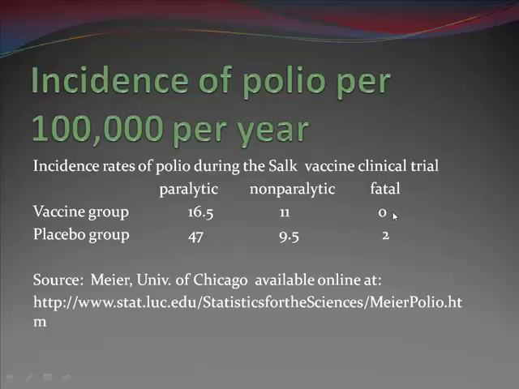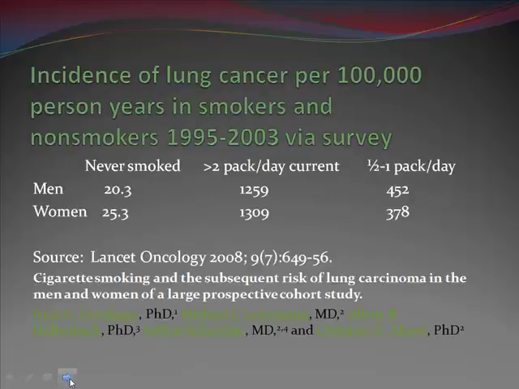And then finally, fatal cases of polio. That's the power of incidence that can be measured over many years, even with thousands of people entering and thousands of people leaving a clinical trial. Let's look at another one.